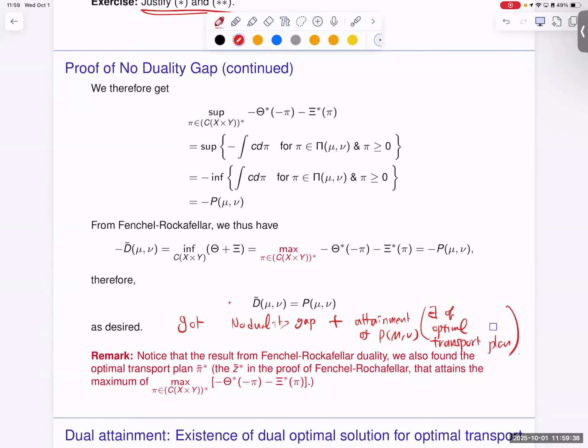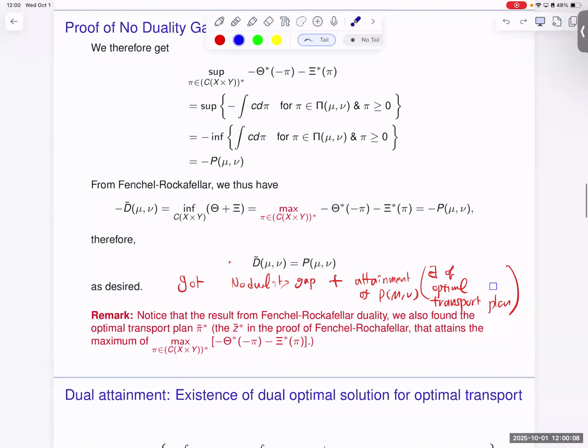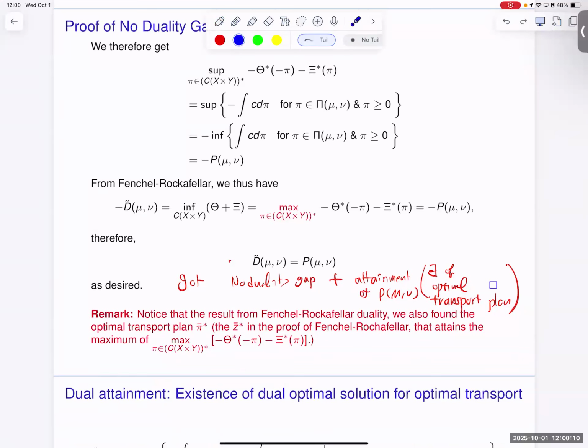Of course, the existence of an optimal transport plan can come from an even easier way. It is due to the continuity of the objective function and the compactness of the space of probability measures over a compact space. Okay? Just that, but we can view it also from this angle. All right, so we have no duality gap and attainment of the primal problem, the optimal transport problem.